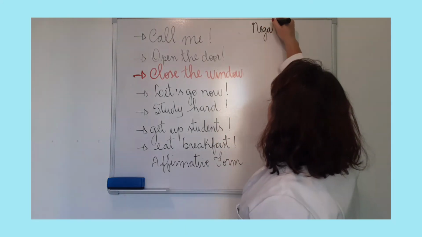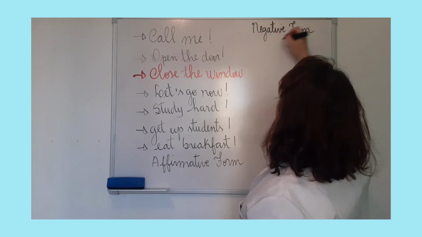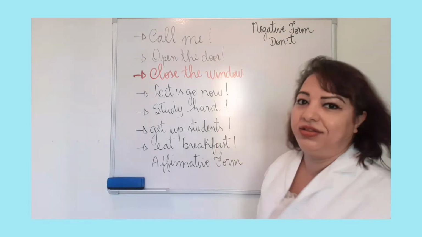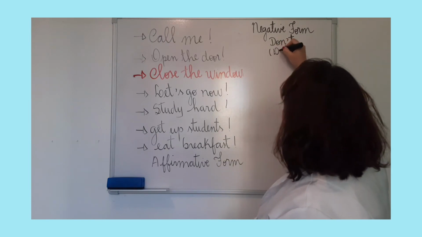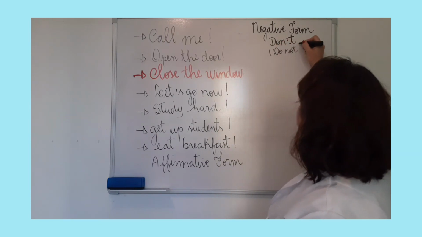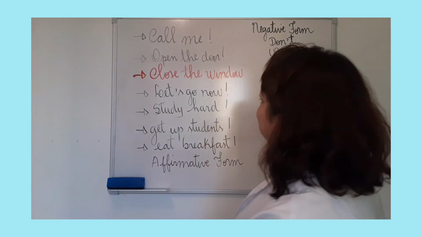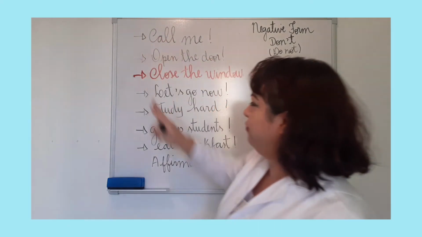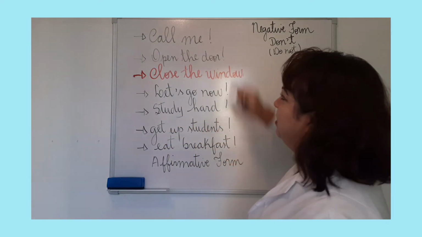Negative form. I use don't. Contracted form of do not. É a forma abreviada de do not que eu uso no simple present tense. Yeah? I use the same verb, same phrase. Eu vou usar as mesmas frases, só que eu vou colocar na forma negativa.